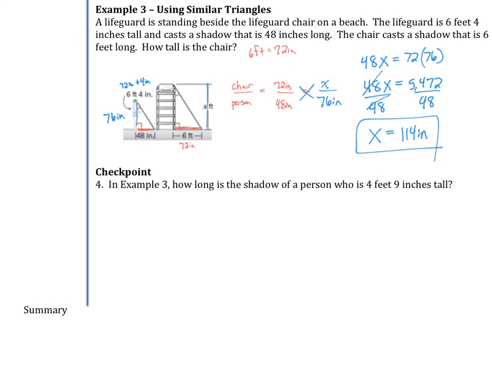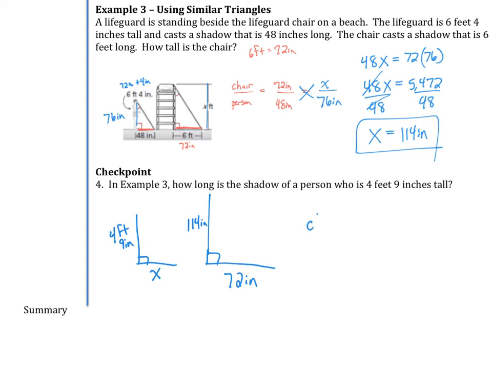And the checkpoint says, in example 3, how long is the shadow of a person who is 4 feet 9 inches tall? All right, so again, if we're using the same picture, except for now we have the person who is 4 foot 9 inches, and we're looking for the shadow. So I'm going to call this X. And then we have the chair, which we just found out is 114 inches tall, and the shadow of the chair is 72 inches. And again, I got that from up above.